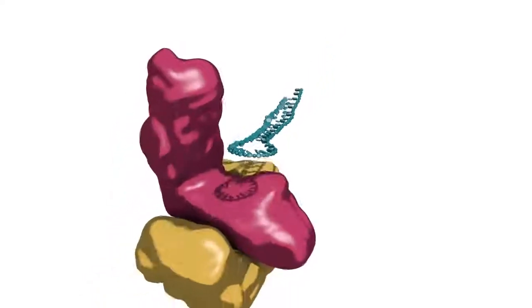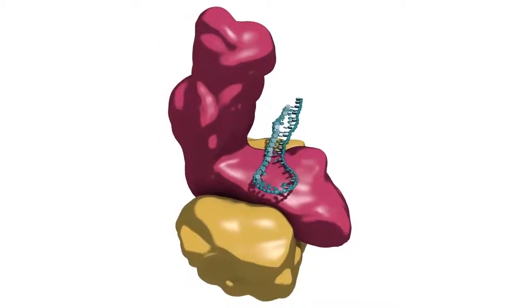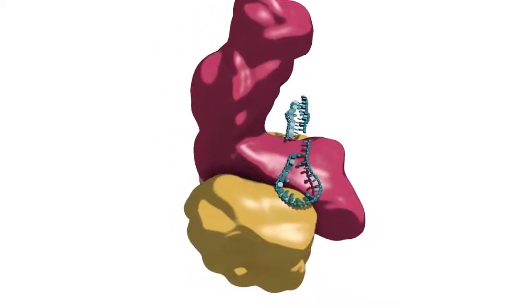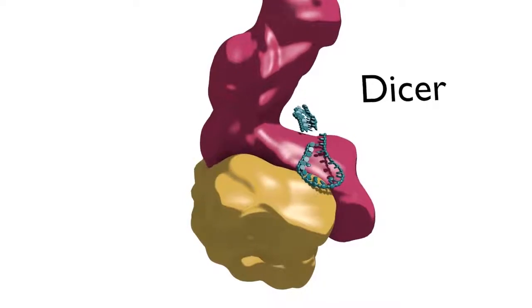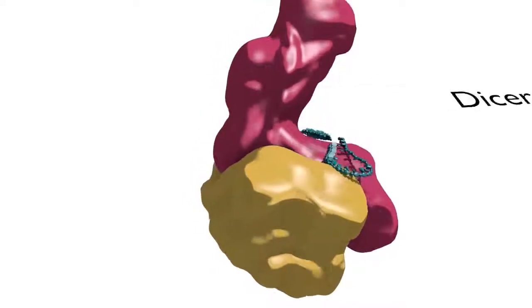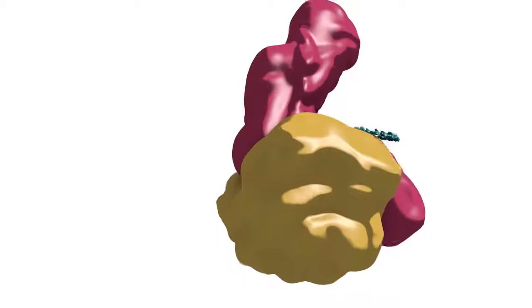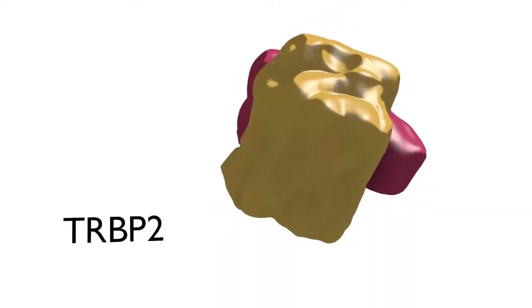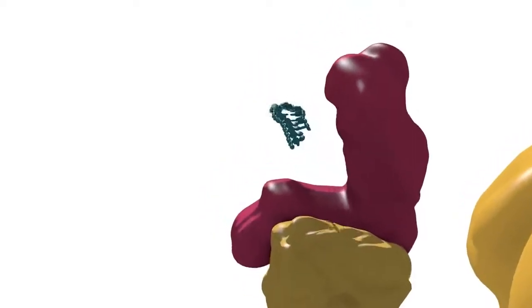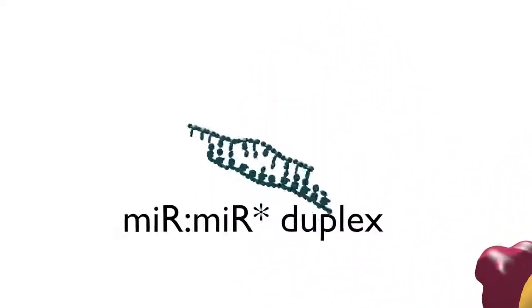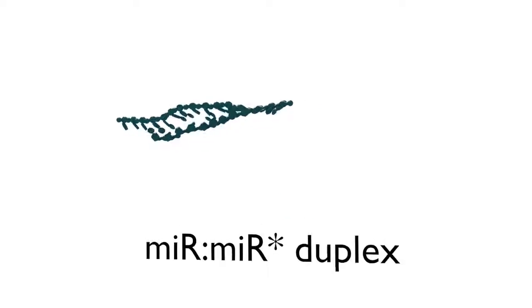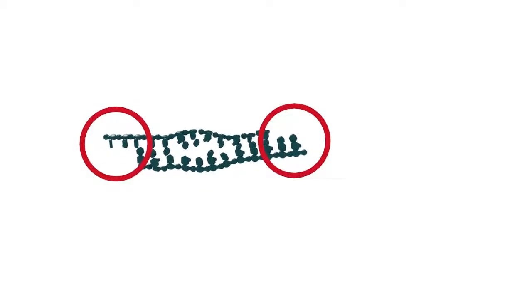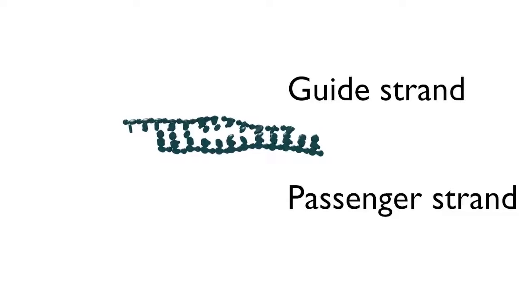In the cytoplasm, a second endonucleolytic cleavage reaction, generally referred to as dicing, is catalyzed by DICER, another RNase 3 enzyme. DICER is found in complex with a double-stranded RNA binding protein called the TAR RNA binding protein 2, or TRBP2. The product of this second cleavage reaction is called the miR/miR-star duplex. It carries 5' monophosphates and 3' overhangs of two nucleotides, and is not fully complementary. The two strands of this duplex RNA are called the guide and passenger strands.